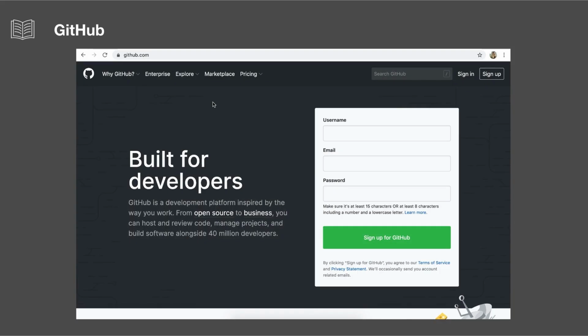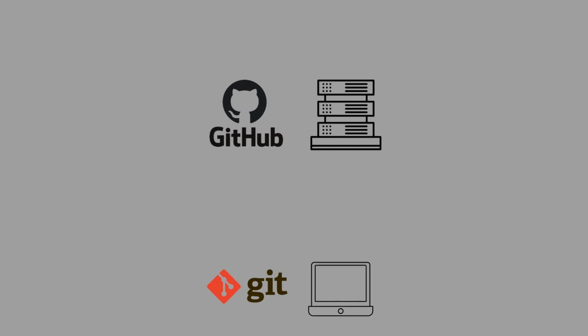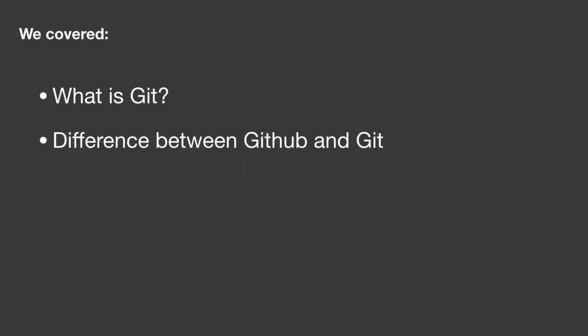So if we visit github.com, we can see that you can sign up to make an account on GitHub, and then you can host your projects that use Git on GitHub. So that's the difference between Git and GitHub. We will talk more about GitHub in a later section in the course, but for now, we're going to focus on Git. So to quickly overview, in this lesson, we covered what is Git and the difference between GitHub and Git. That was it for this lesson. See you at the next one.